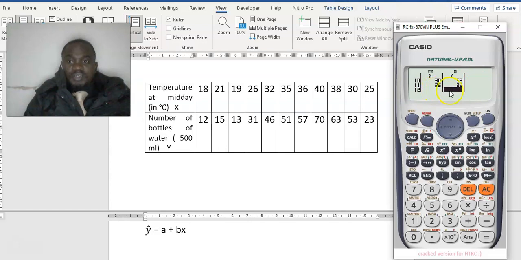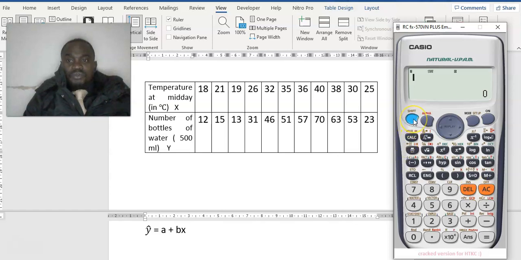So if you check this, 25 corresponds with 23, 53 corresponds with 30, 63 corresponds with 38, 70 corresponds with 40, 57 corresponds with 36, 51 corresponds with 35, 46, not 45, 46 goes with 32, 31 goes with 26, 13 goes with 19, 15 goes with 21, then 12 goes with 18. So everything is correct. Then you press the SD.